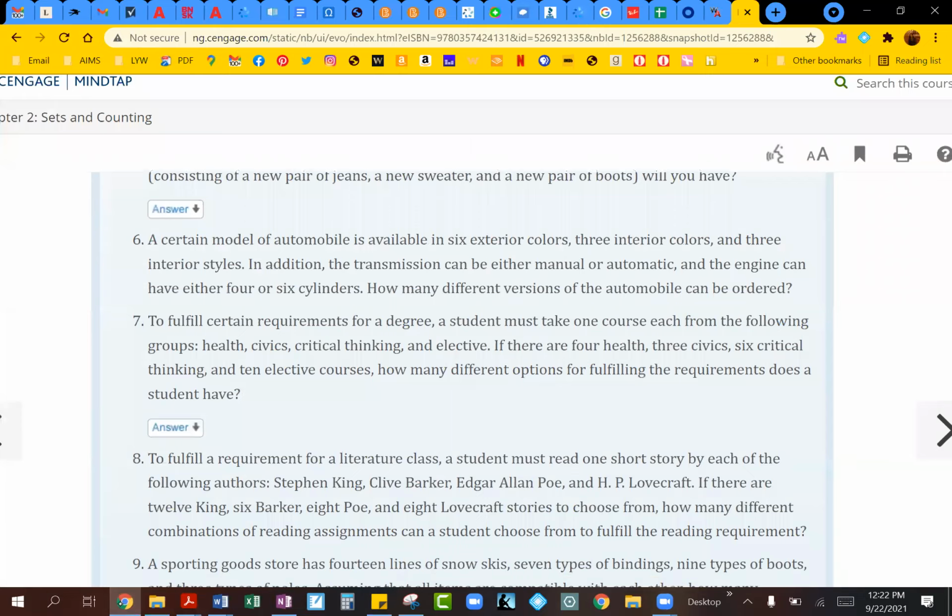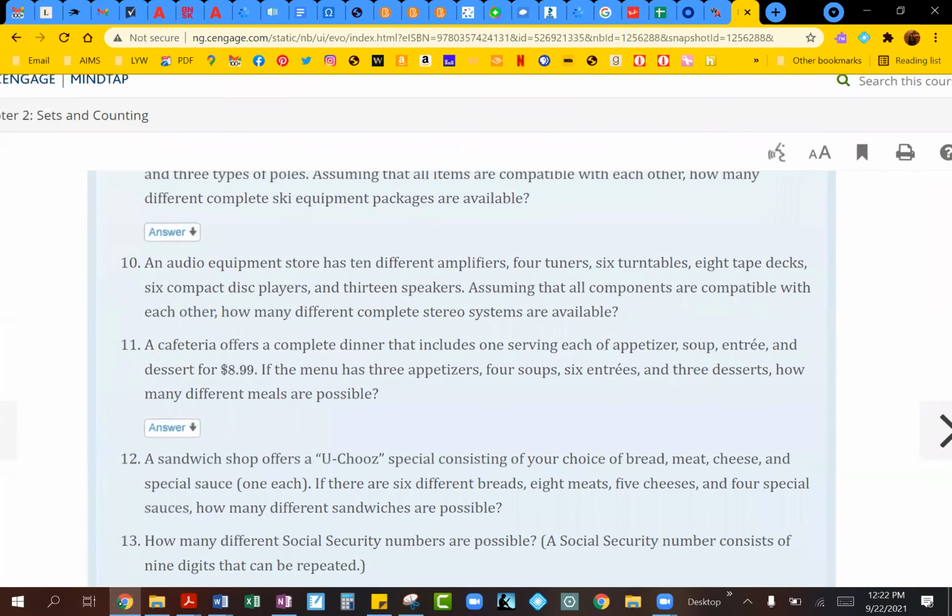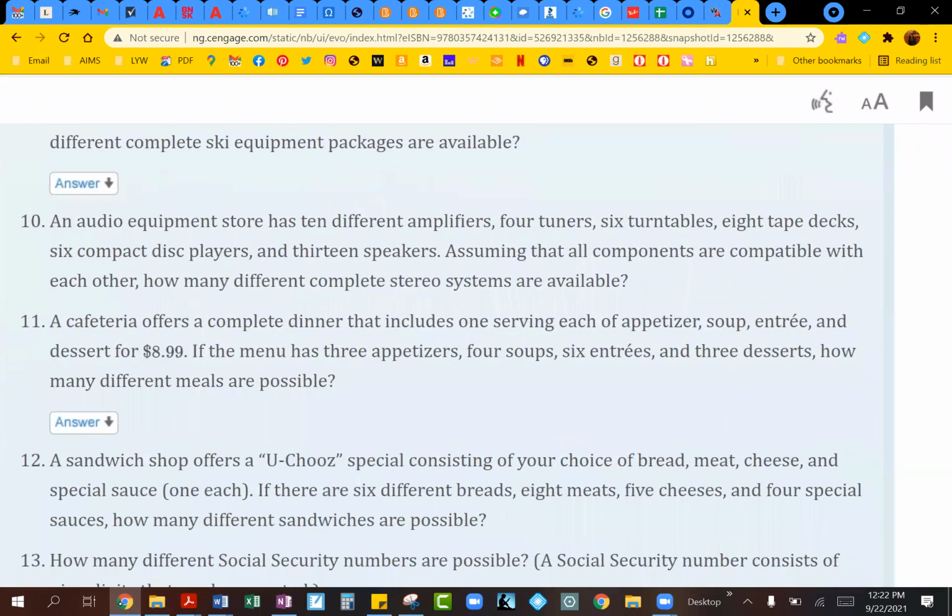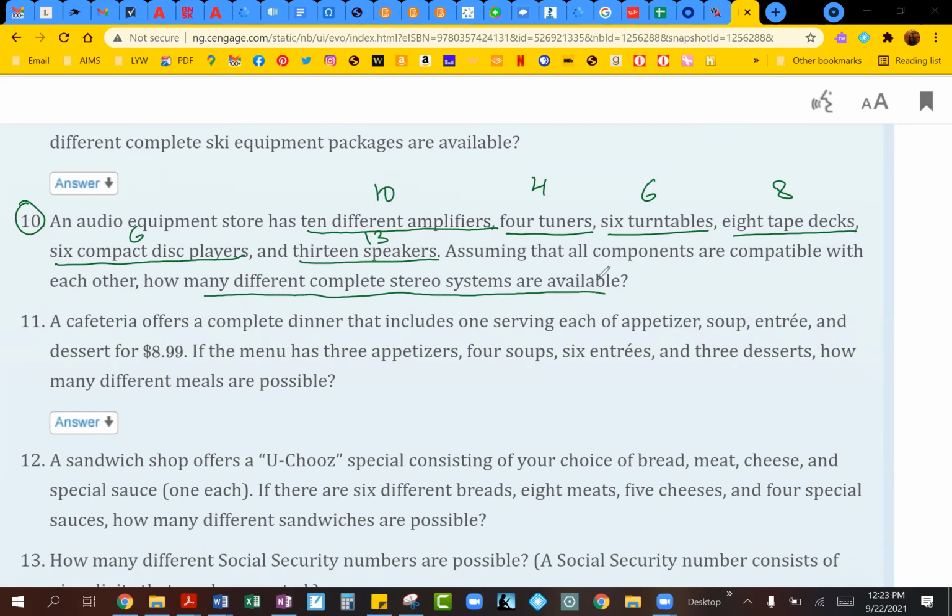All right, very quickly, let's look at one more example. This is not with the tree diagram. This is more about the counting. So number 10 over here. Let's take a look at it. And this one is saying an audio equipment store has 10 different amplifiers, 4 tuners, 6 turntables, 8 tape decks, 6 compact disc players, and 13 speakers. So they're saying, assuming that all components are compatible with each other, how many different complete stereo systems are available?